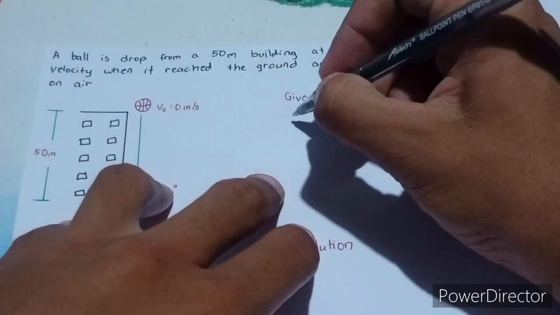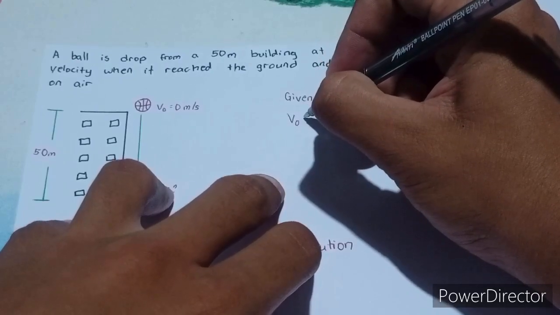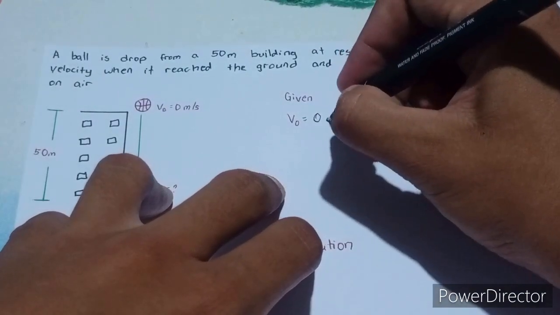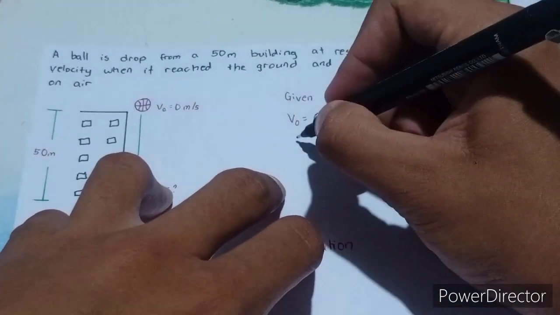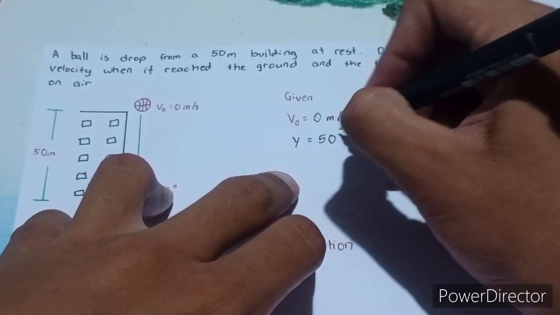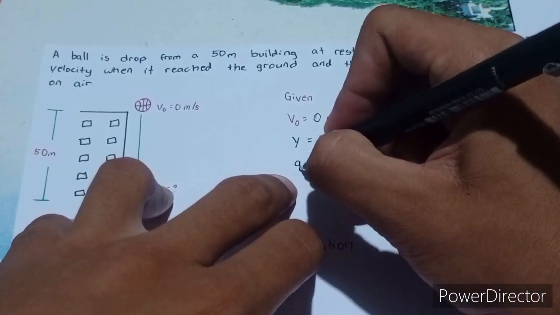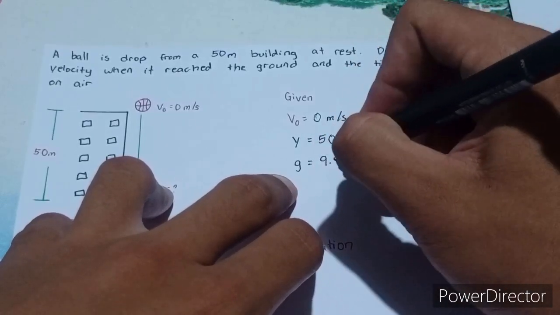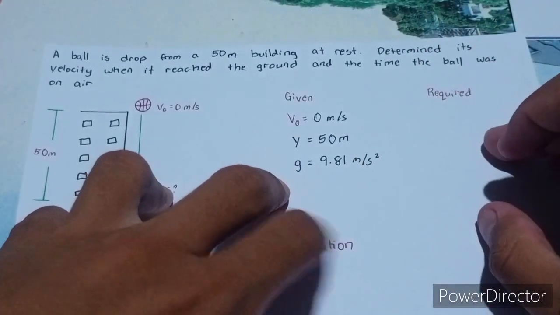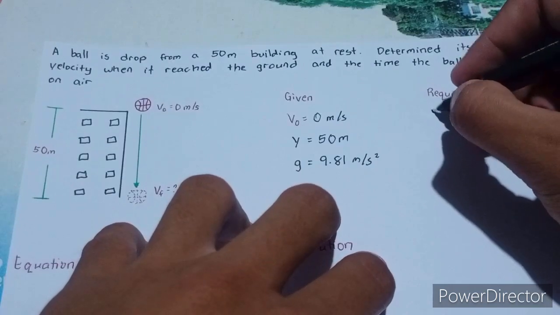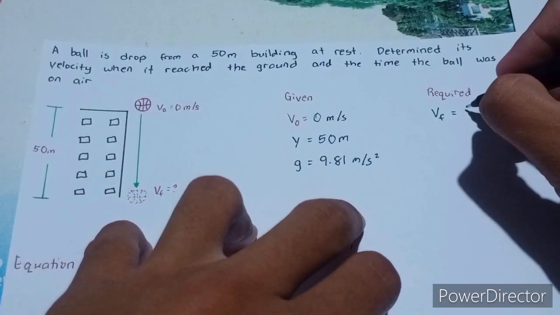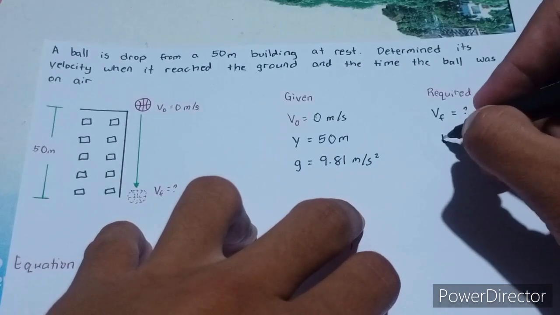State the given. Initial velocity is equal to 0 meters per second. The height of the building is equal to 50 meters, and the gravitational acceleration is 9.81 meters per second squared. The required of the problem is the velocity of the ball when it reaches the ground, which is the final velocity, and the time the ball was in the air.